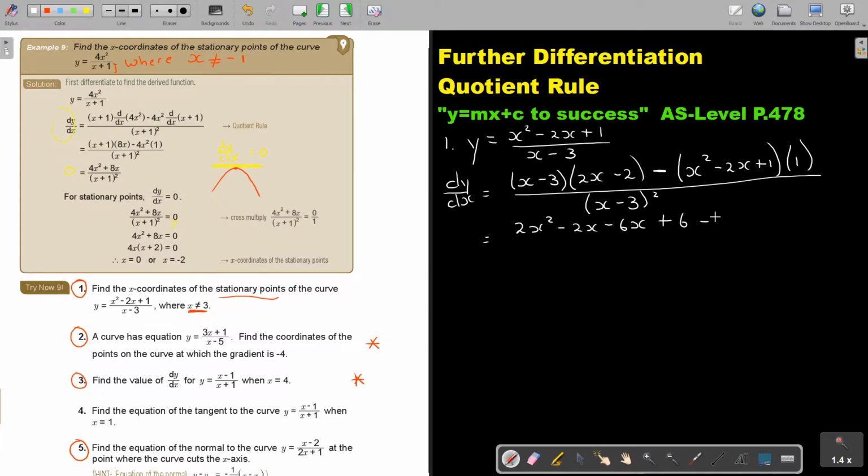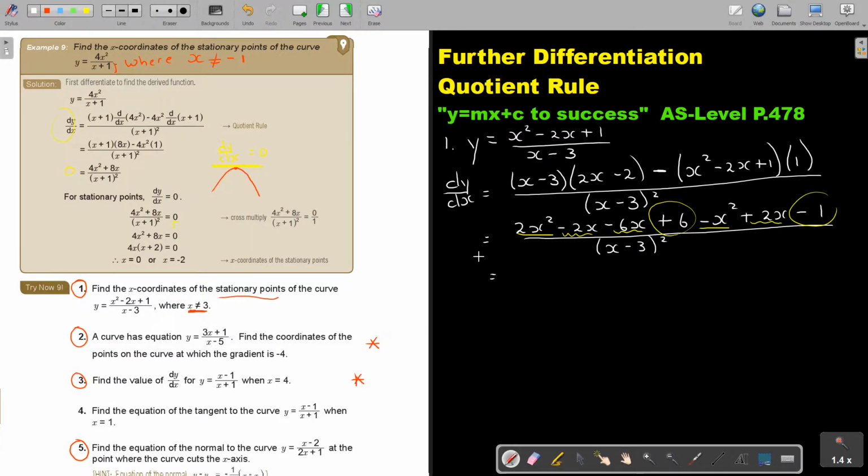Just bring that negative in. Plus 2x minus 1. That is going to be over x minus 3 squared. And now it's just my like terms. So like terms, and this is the same. Okay. So I'm going to end up with 2x.